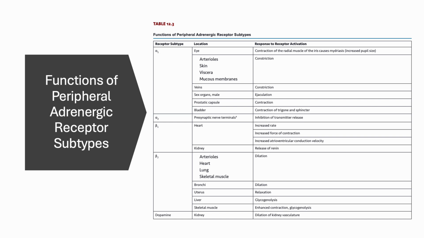And then lastly, we do have dopamine receptors in the periphery. The only dopamine receptors of clinical significance are the ones located on the vasculature of the kidneys. Activation of these receptors will help dilate renal blood vessels, which will enhance renal perfusion. But in the CNS, the receptors for dopamine have great therapeutic significance, and we'll talk about that next week when we go over the central nervous system. So here, where you see dopamine, this is only related to the peripheral nervous system.